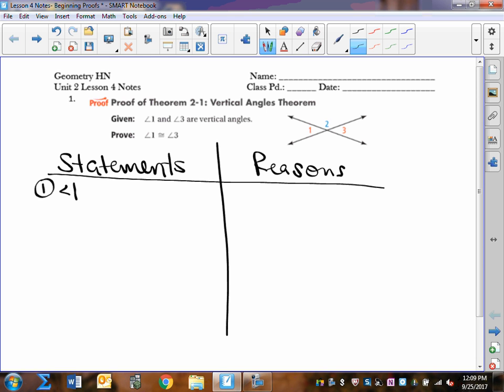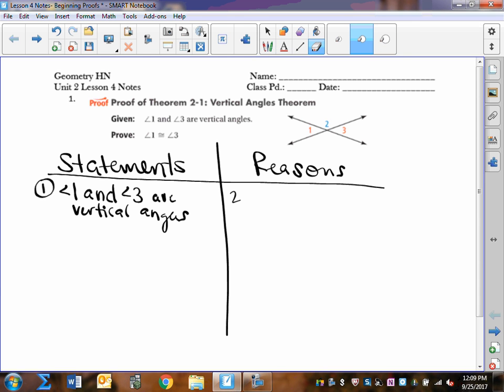All right, angle 1 and angle 3 are vertical angles. What's my reason for that? How did we know that to be true? They gave it to us. Otherwise, we wouldn't have done it. Oops, that is still step 1.